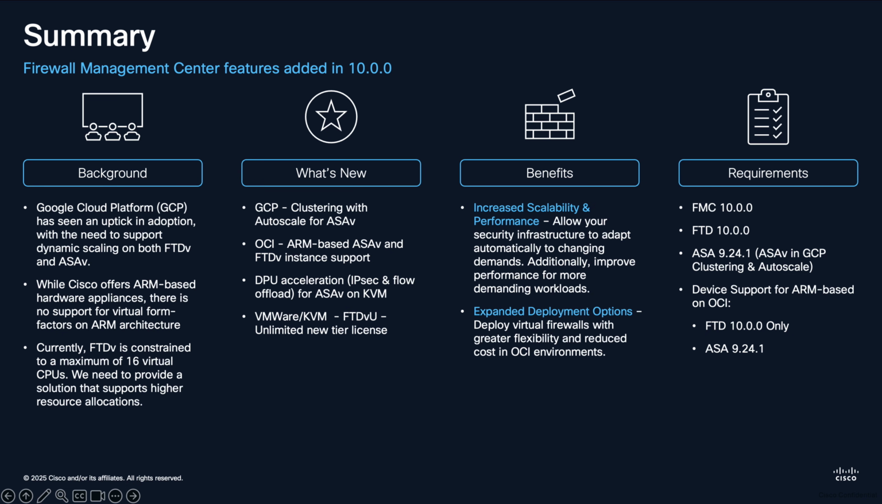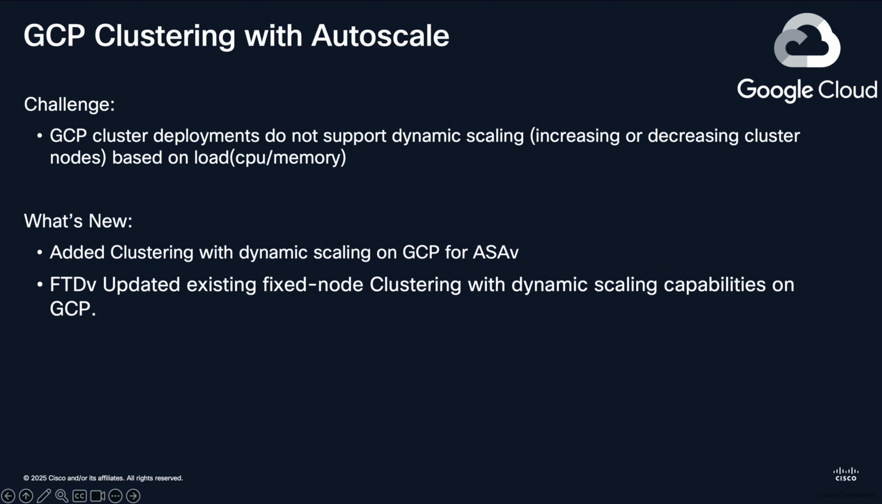You'll need FMC 10.0.0 and FTD 10.0.0. For ASAV in GCP clustering and autoscale, ASA 9.24.1 is required. If you're looking to utilize device support for ARM-based deployments in OCI, you'll need FTD 10.0.0 only for those instances, and ASA 9.24.1.